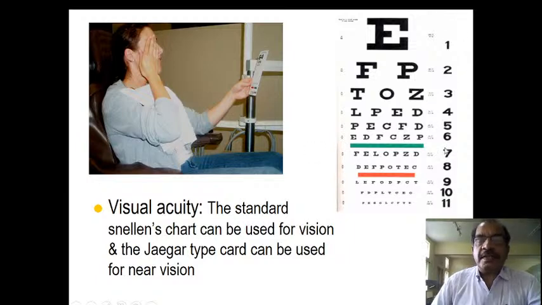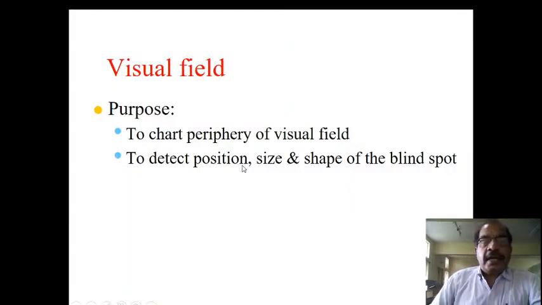For distant vision, the Snellen chart is there, and for near vision the Jaeger's type chart is available. So you have to check the visual acuity for both distant and near vision. And then you have to see whether the visual field is normal or not.